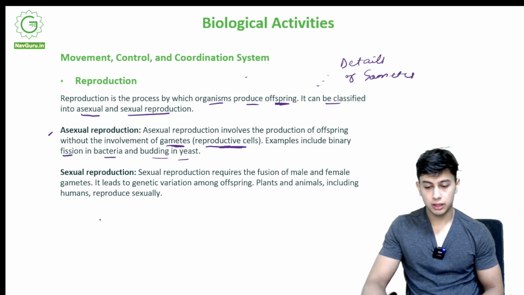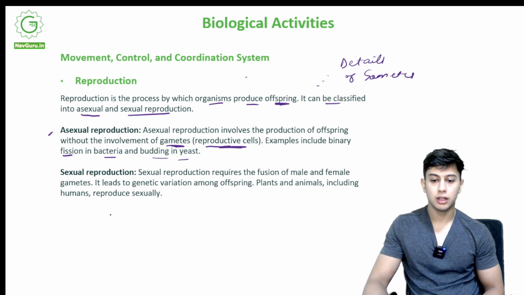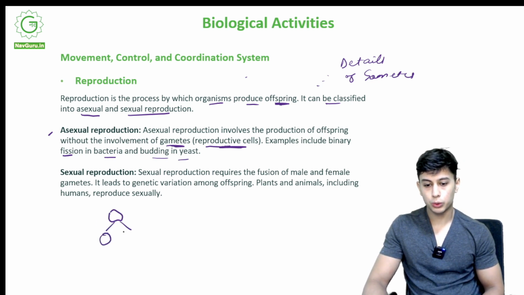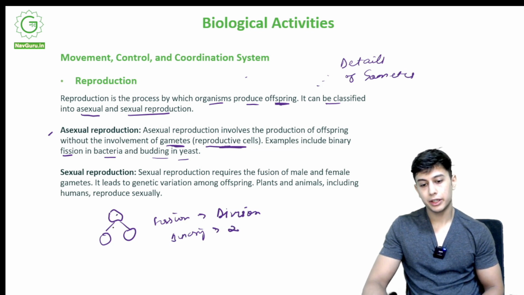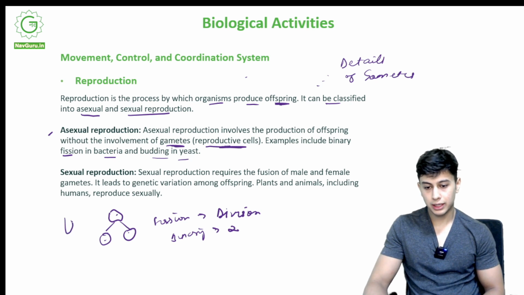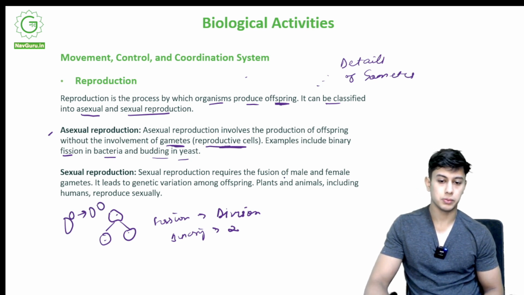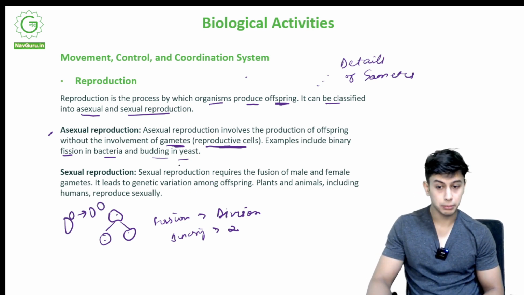So what is binary fission? One organism dividing into two. Fission means dividing, fission means division. Binary means two. So dividing into two. Budding in yeast: one organism develops a bud. This bud then transforms into one full organism. I will show you how it happens.